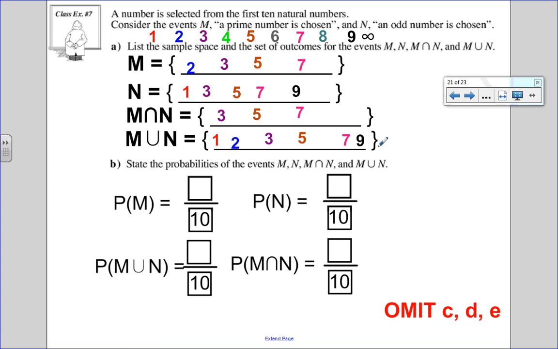So now I can just list out all the different probabilities. The probability of event M happening is 4 out of 10, which in lowest terms is 2/5. The probability of event N, if I add those up, there are 5 of them, in lowest terms is 1/2. Probability of M or N, there are 6 there, and in lowest terms that is 3/5. And the probability of M and N is 3 out of 10, which is in lowest terms.